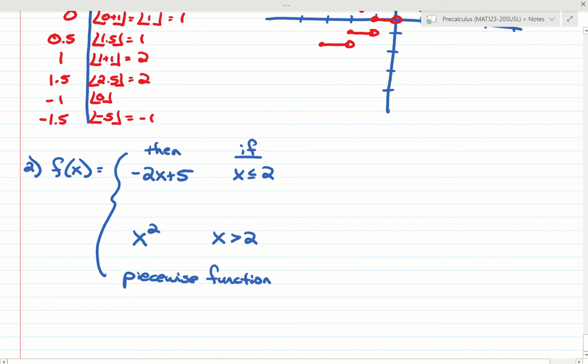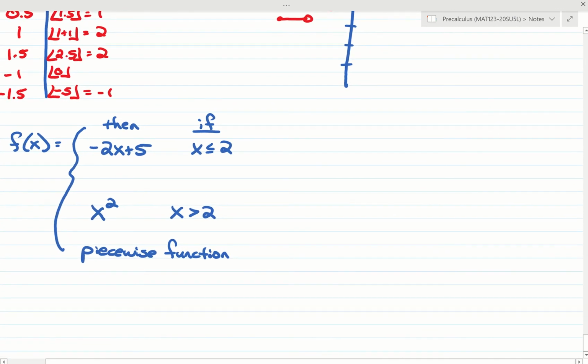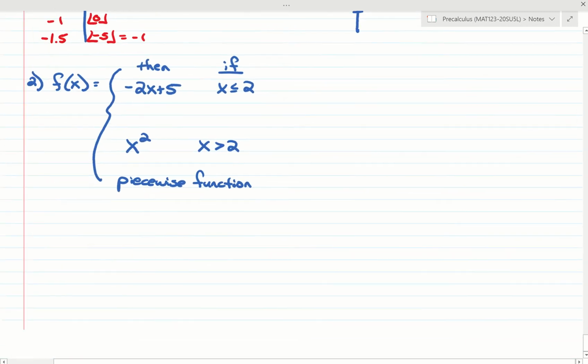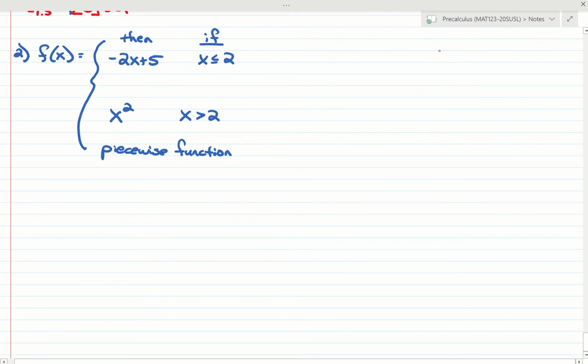The way that we graph a piecewise function is we look to see, okay, where's the x? If we have an x value that's greater than 2, we're going to use x squared to graph it. If we have an x value that's less than or equal to 2, we're going to use this. So let's see what this graph looks like. It's called piecewise because you have pieces. It's not just strictly one shape.